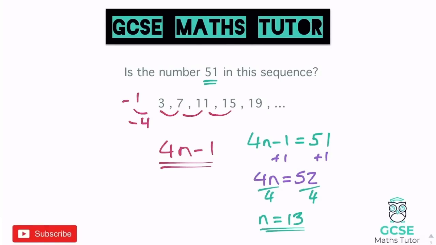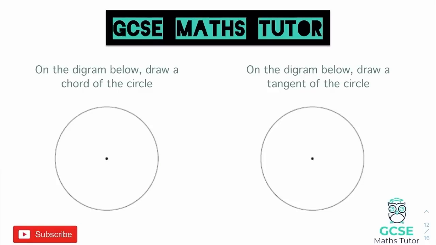4 times 13 gives us 52. And then when you take away 1, you get the 51. So there we go. When we sub 13 in, we do get 51. So yes, we would say 51 is in the sequence, and we could even say it's the 13th term in the sequence there. Okay, so looking at some parts of circles.